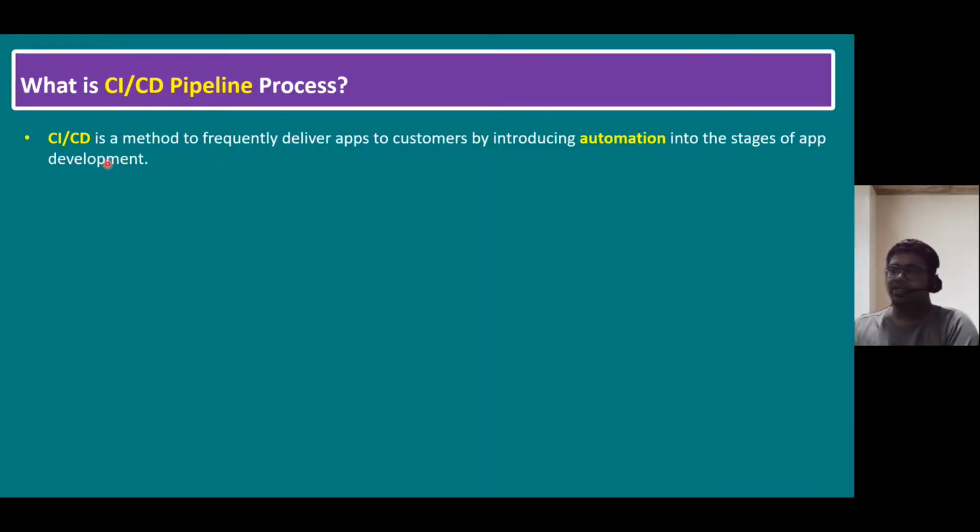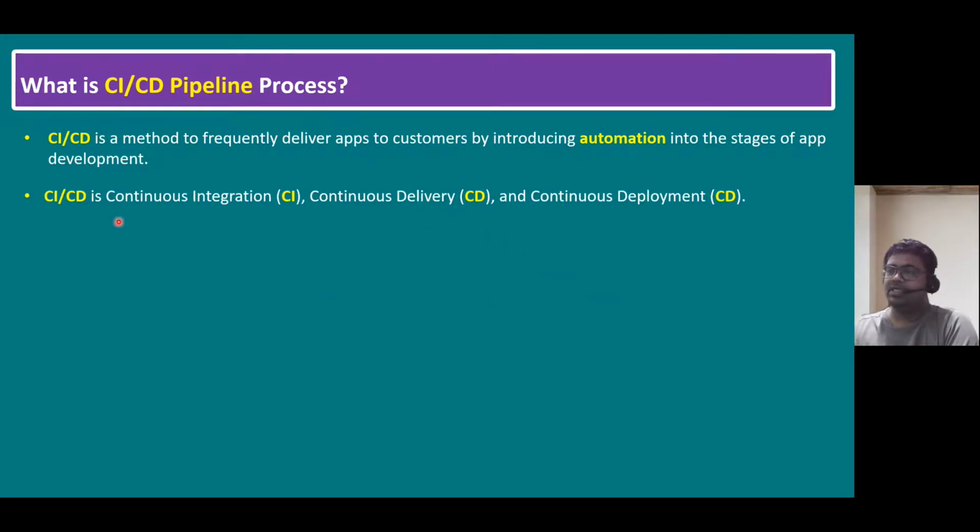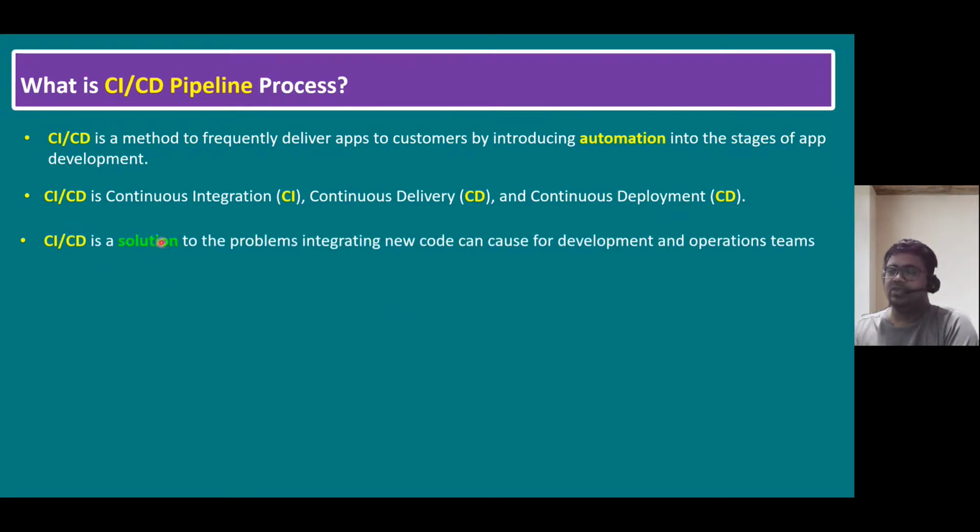The CI/CD pipeline is a method to frequently deliver applications to customers by introducing automation into the stages of application deployment. So the key thing is automation. CI is continuous integration, and CD means we have two terms, continuous delivery and continuous deployment. CI/CD is a solution to the problems that integrating new code can cause for development and operations teams. Now I'm going to explain these three stages: CI, CD, and continuous deployment.